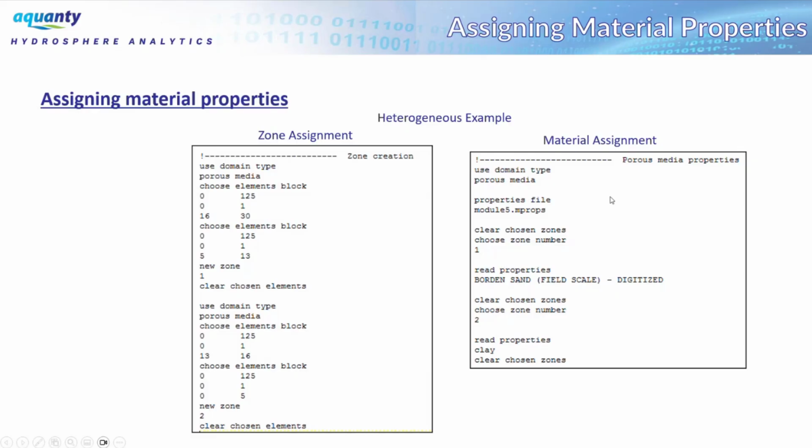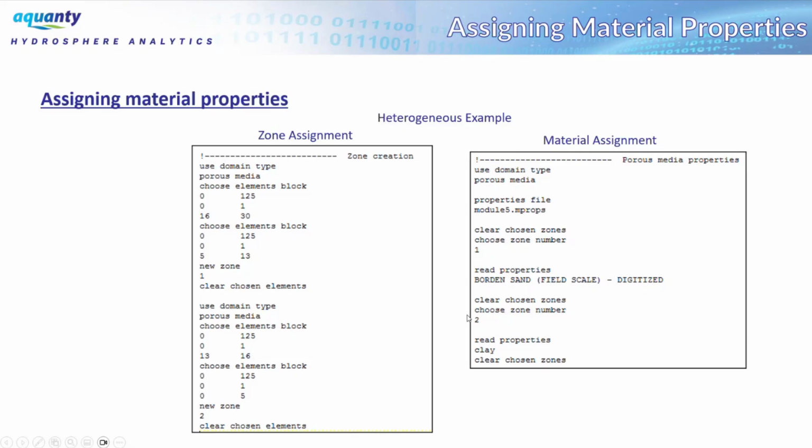And then over here, in the material assignment, we use domain type porous media, define the property file, clear our chosen zone, choose zone 1, read the properties, clear our chosen zone, choose zone 2, read a different set of properties. So here, clay and Borden sand field scale digitized, they would both appear in this file module5.mprops.